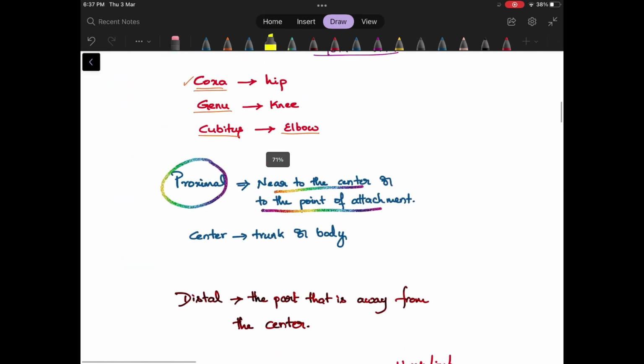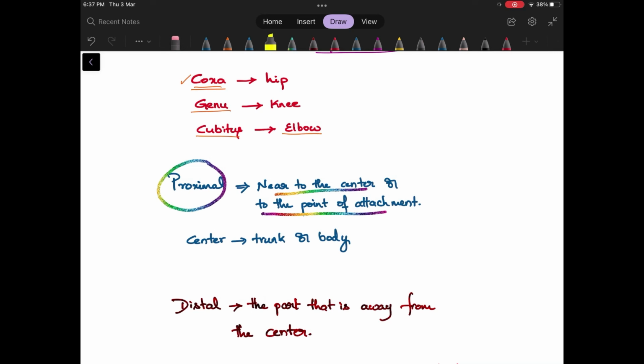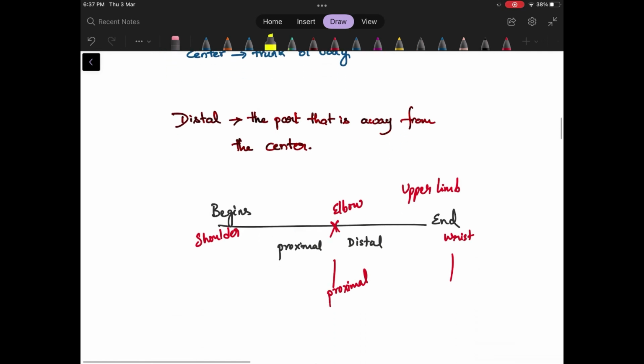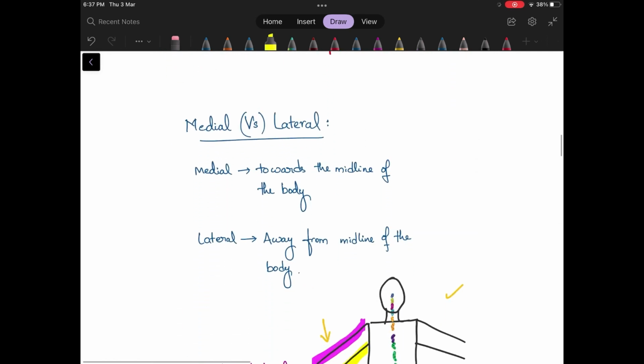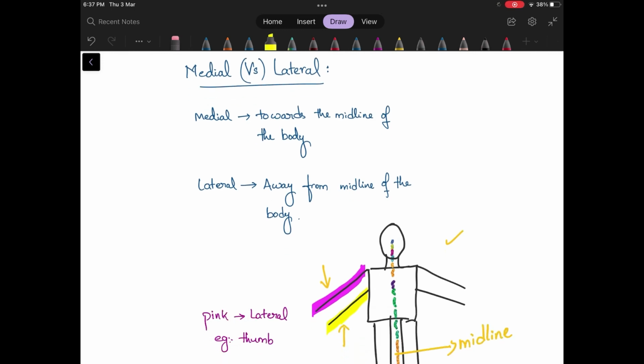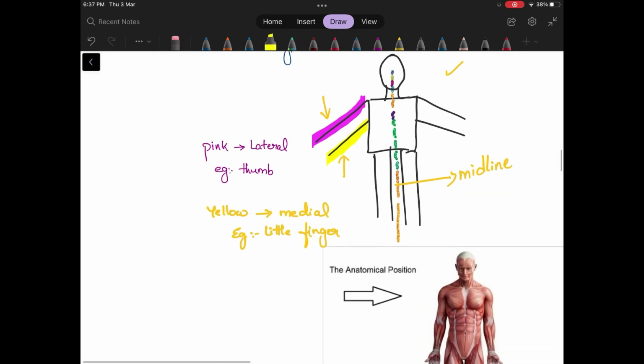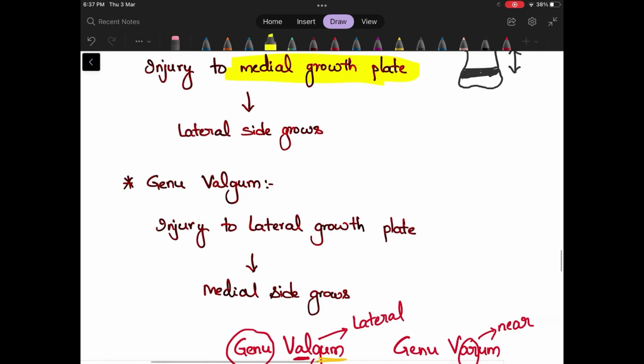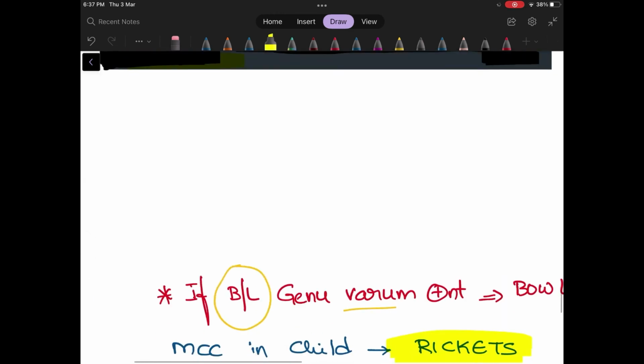We have learned certain medical terminologies: coxa means hip, genu means knee, cubitus means elbow, proximal is the one near the point of attachment, distal is away, and medial is towards the midline while lateral is away from the midline. So when you're talking about genu valgum or varum, the distal part of the body, for example in genu it becomes the leg, if it is moving lateral to the body, it becomes genu valgum. If it is moving medial to the body, it becomes genu varum. I hope all these terminologies are easy for you and you can remember them easily, and the objective types are also important.